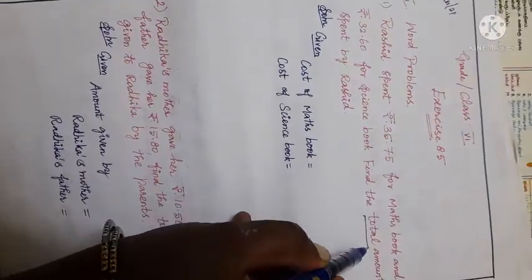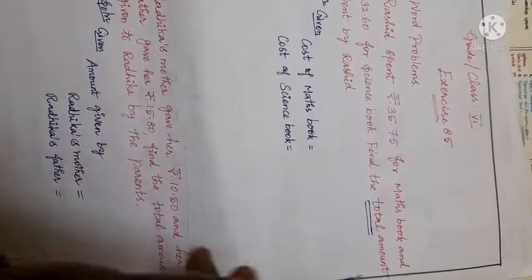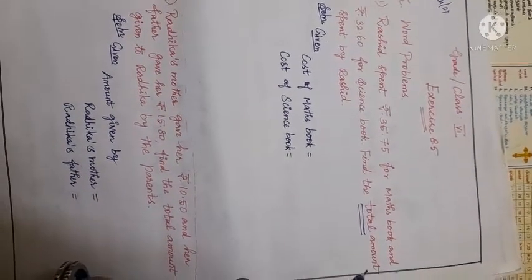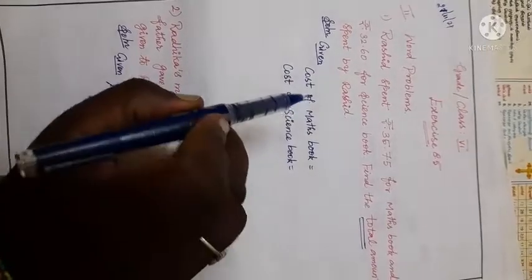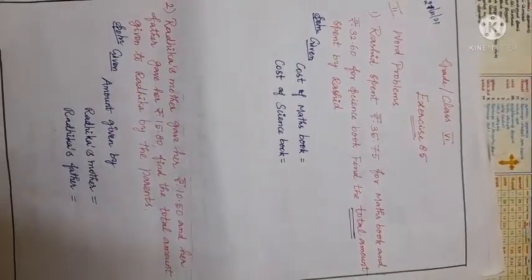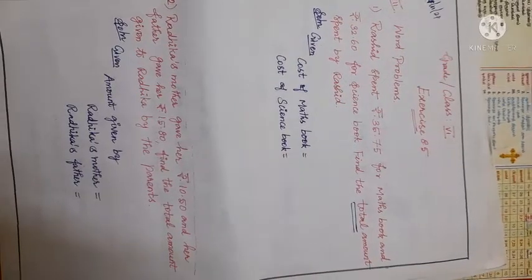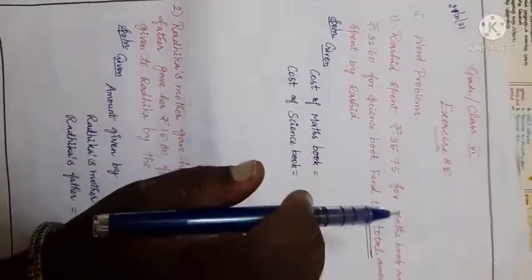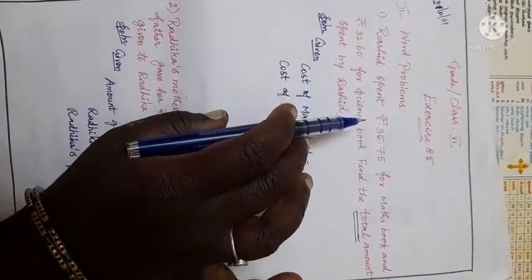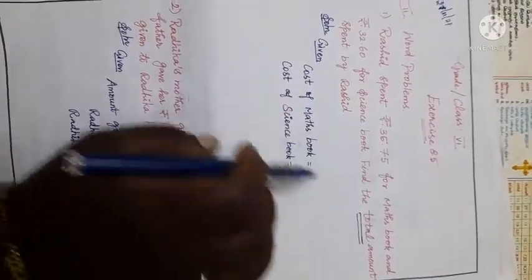See, the word indicates total. Total means you need to do an addition. Total amount spent by Rashid. How much totally might he have given to the shopkeeper to get the books? That is the question for you. So, first the solution: write the cost of the maths book.